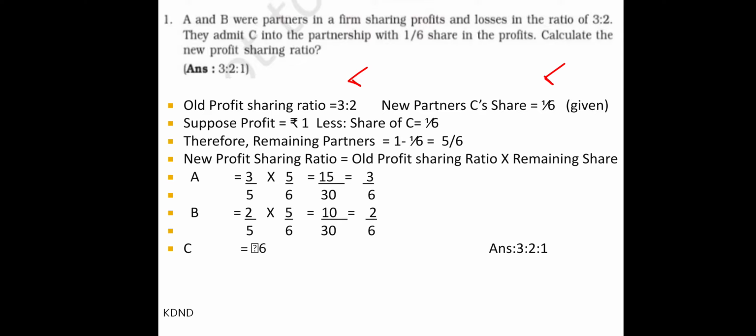Now apply a simple logic: new profit sharing ratio is equal to old profit sharing ratio multiplied by the remaining share. So we will get the simple answer: 3/5 multiplied by 5/6 is 15/30, 2/5 multiplied by 5/6 is 10/30, and C's share 1/6 is 5/30. That will give you 3:2:1 as the final answer.